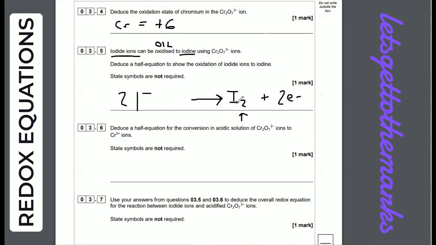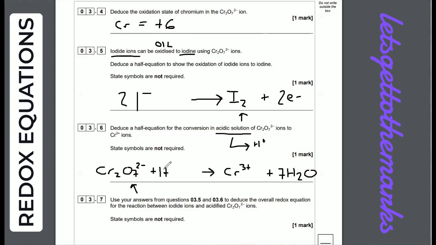Now we need to deduce a half equation for the conversion in acidic solution of Cr2O72- ions to Cr3+ ions. So what we're going to do here is, right, Cr2O72-. I'm going to draw an arrow in the middle, and we know it goes to Cr3+ ions. Now, here comes the beauty. There are 7 oxygens. Whenever you have oxygens in a redox equation, you must put water on the opposite side. That's how you deal with the oxygens. There are 7 oxygens, so I need 7 water molecules to balance those 7 oxygens. Now I have 14 hydrogens, so I'm going to add 14 hydrogen ions, and we had a clue from that because it was an acidic solution. It meant hydrogen ions were hanging about.